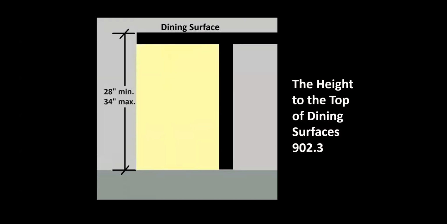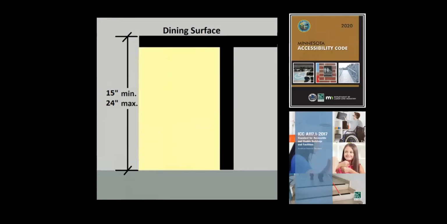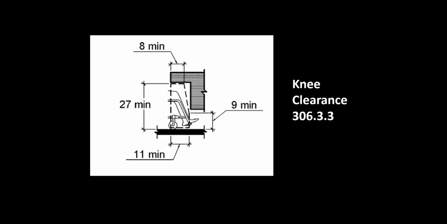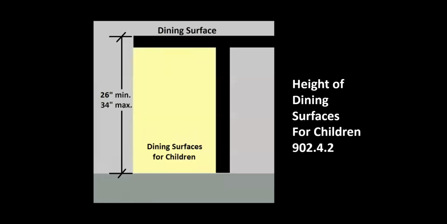The height of the top of dining surfaces shall be 28 inches minimum and 34 inches maximum above the finished floor or ground. There is another exception in the 2020 Minnesota Accessibility Code and the ICC A117.1 standard that states that dining surfaces that are between 15 and 24 inches in height are permitted to have a clear floor space positioned for a parallel approach. Knee clearance shall extend 25 inches maximum under an element at 9 inches above the finished floor or ground, and the knee clearance shall be 11 inches deep minimum at 9 inches above the finished floor or ground, and 8 inches minimum at 27 inches above finished floor.